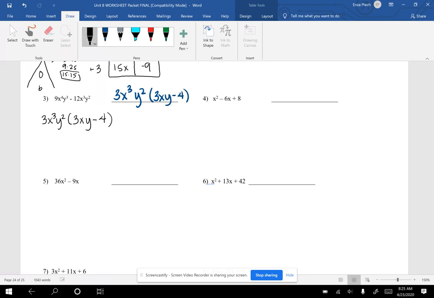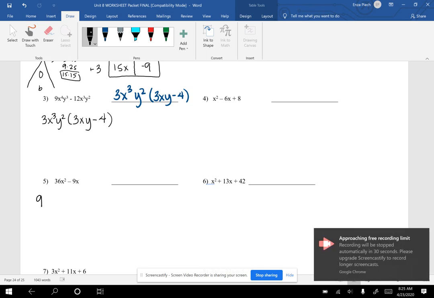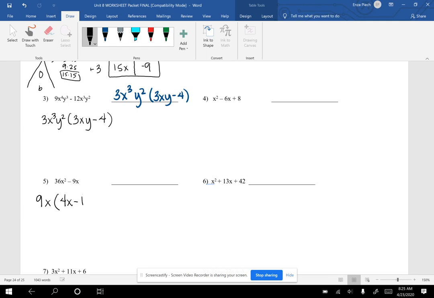That brings us to number 5. And if we look at number 5, we're doing the same thing. What's in common? What can I pull out? 36 and a negative 9. I can pull out a 9 from both of them. So when I pull out a 9 from both, and I can also pull out an x, I say I have a 4x here minus 1. So that's my final answer for this problem. 9x times the quantity of 4x minus 1.